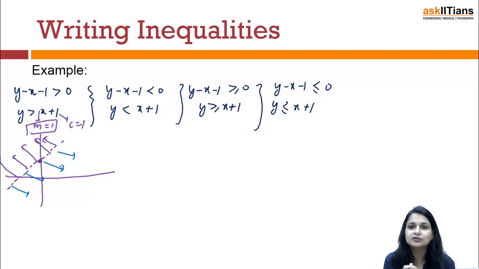Because if I am getting y less than something, it would represent the region below the line. If it is y greater than, it would represent the region which is above the line.